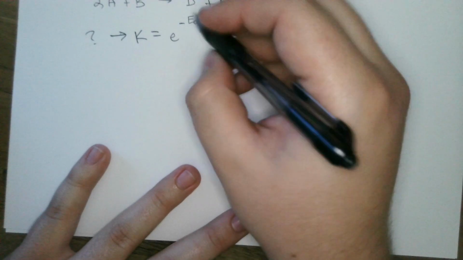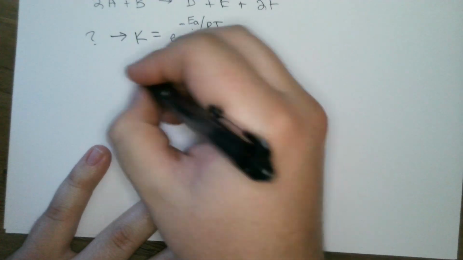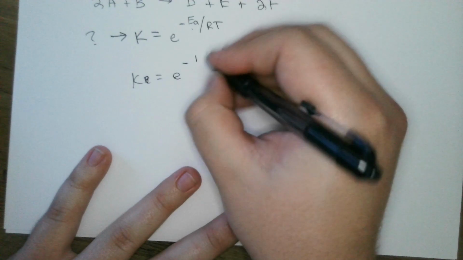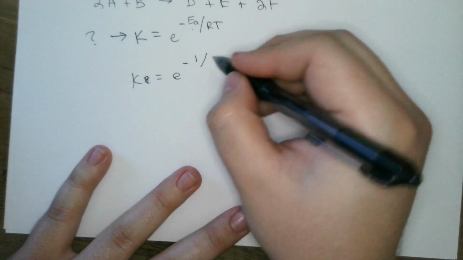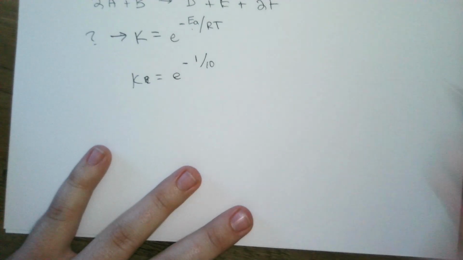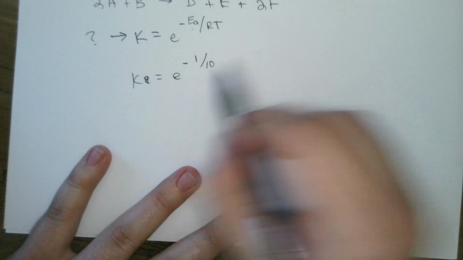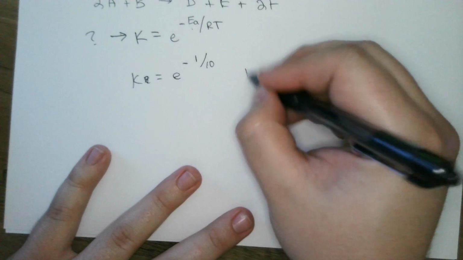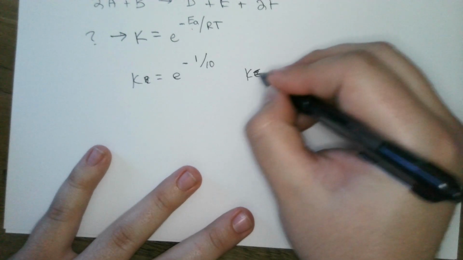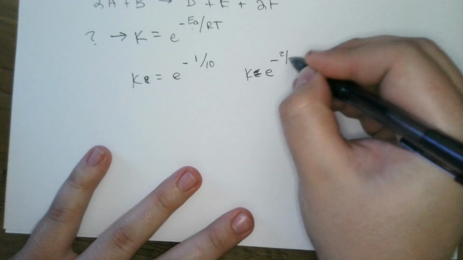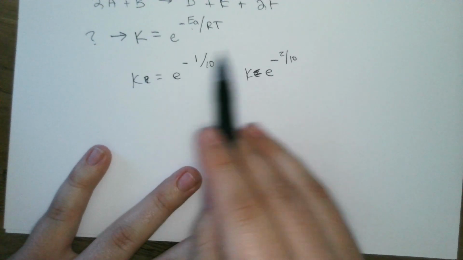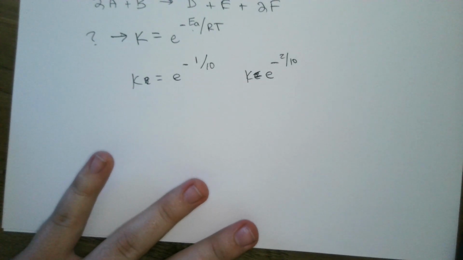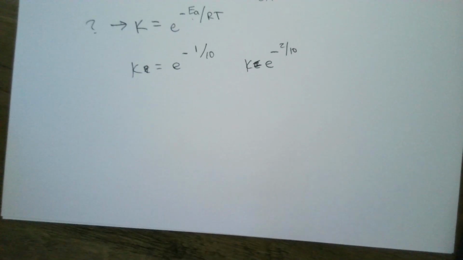So let's say I'm going to do this twice. K equals E to the negative 1 over, just say this is 10. Doesn't matter. I'm going to increase the second time my activation energy. I'm going to double it and see how that affects my rate. K equals E to the negative 2 over 10. What I just did, I doubled my activation energy, leaving everything else constant. I'm going to plug both of these into my calculator and see what I get.